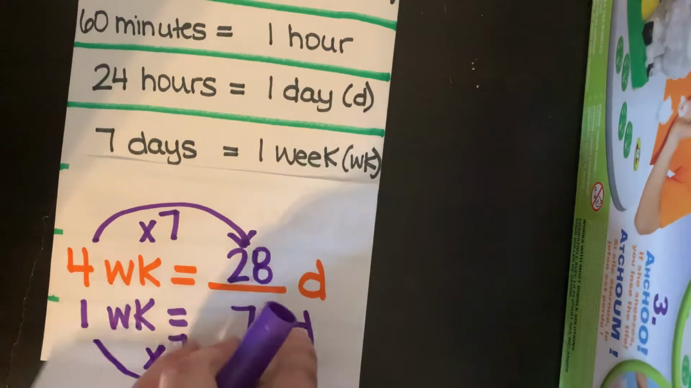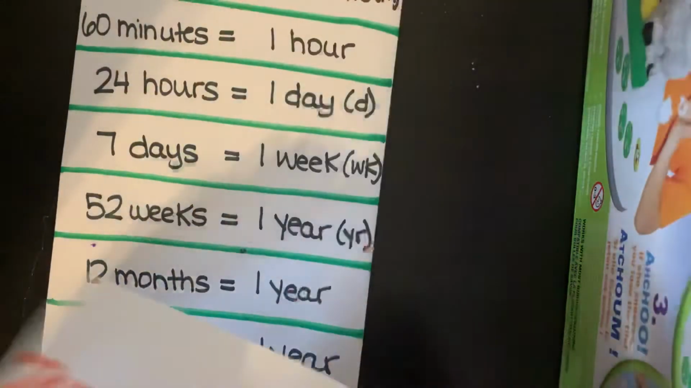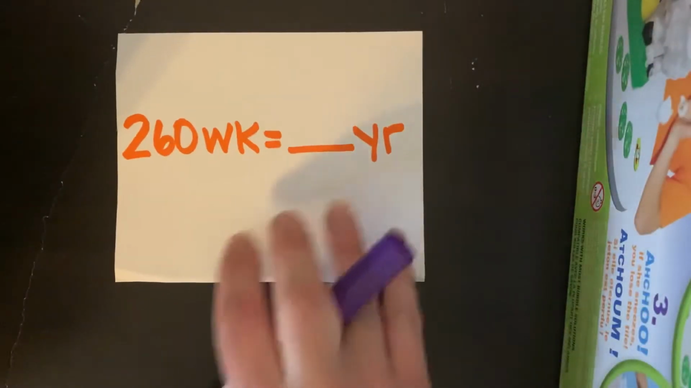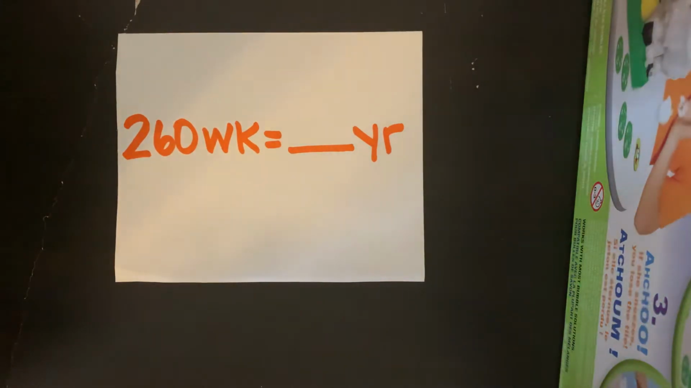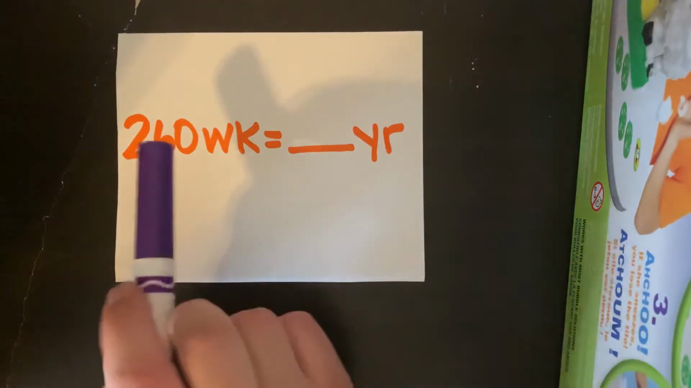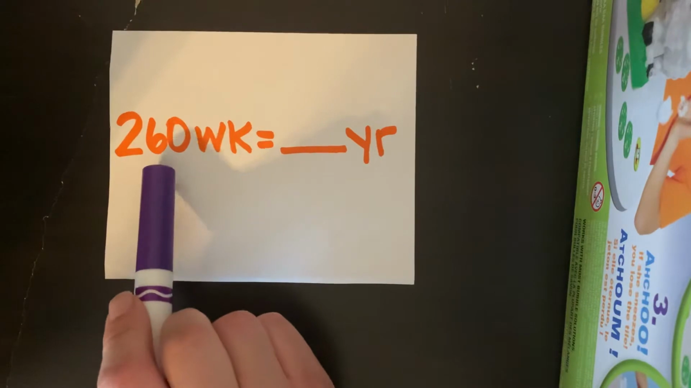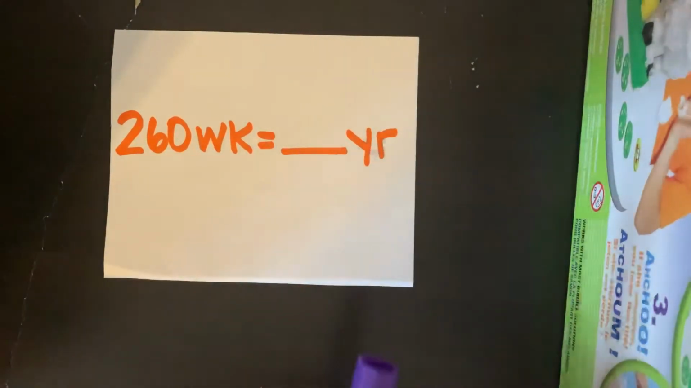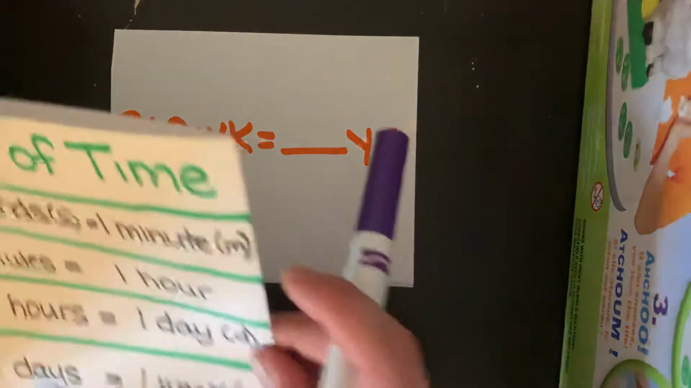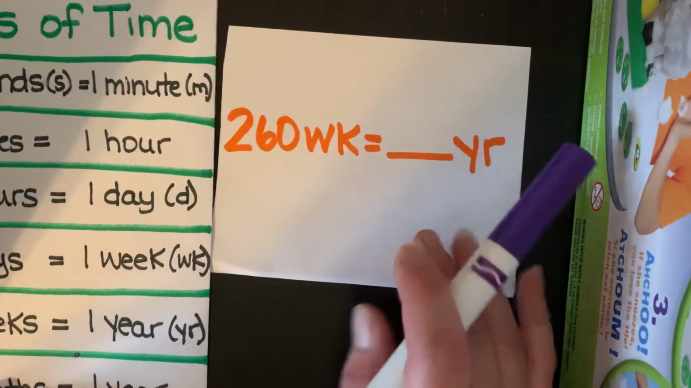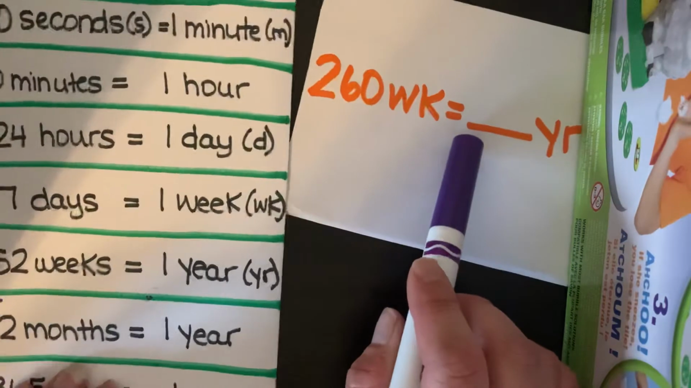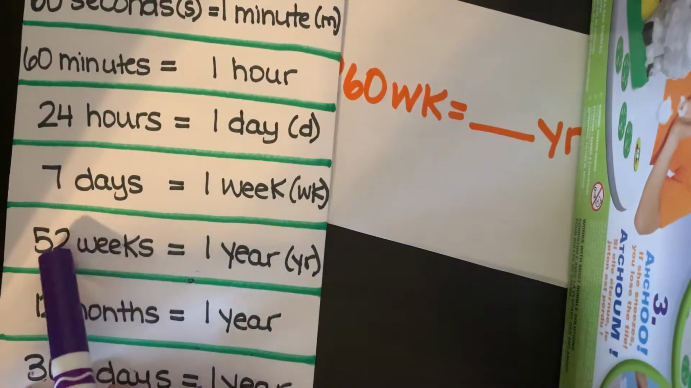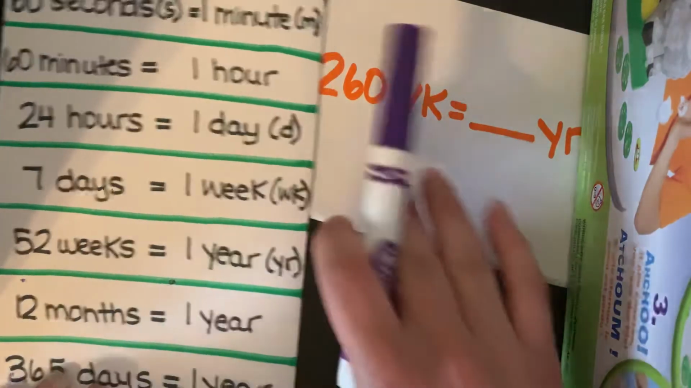All right, let's try another one. Here I have 260 weeks, and I want to know how many years that is. So I'm going from a smaller unit to a larger unit. So I want to find out an equation that will help me with that. I'm looking for a weeks to years equation, and I found it right here. Weeks, 52 weeks equals 1 year.